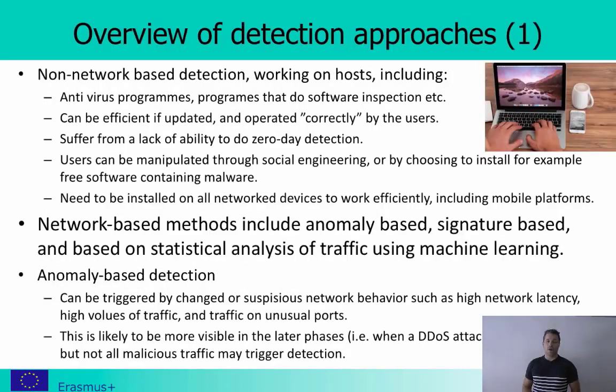The first I will mention is what I will call non-network based detection, so a detection which is working on the individual host. That could be, for example, antivirus programs which can inspect software and see what is going on on the individual host. This can be quite efficient if it is updated and if it is correctly used by the users. There are different problems with them, such as they usually are not good in zero-day detection. So they can only deal with known threats. If there is a threat that they have not seen before and which is not included in the program yet, then it's very hard to detect it.